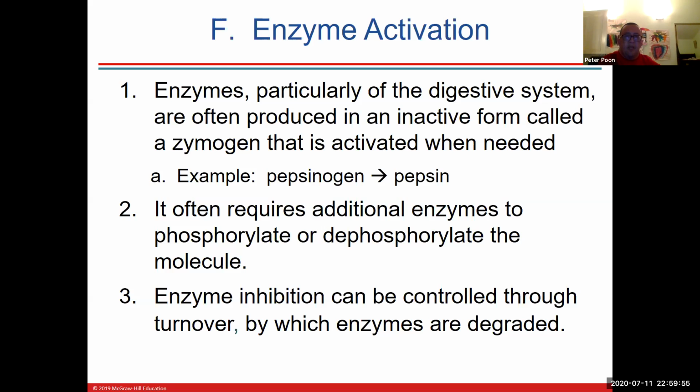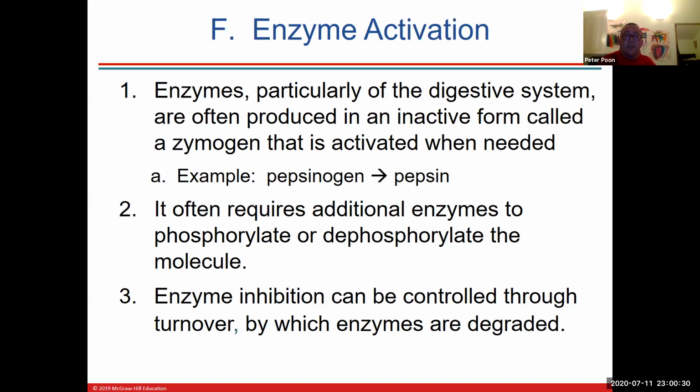Enzymes, particularly in the digestive system, are often produced in an inactive form called a zymogen that is activated when needed. The reason you want to do this is that the enzymes in the digestive system are going to digest things. The last thing you want the enzyme to do is to digest the cell that's making the enzyme. So what you want to do is put a pin in the grenade.